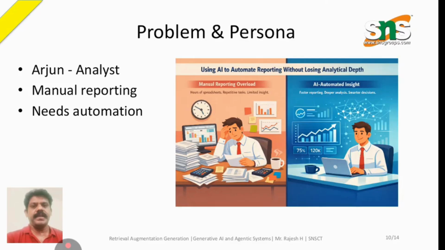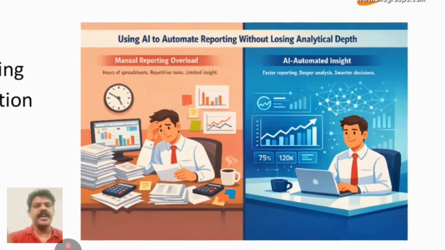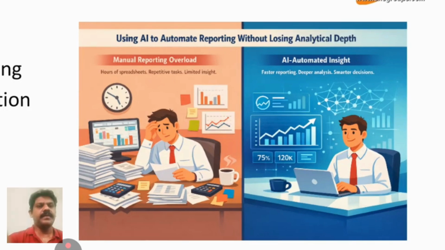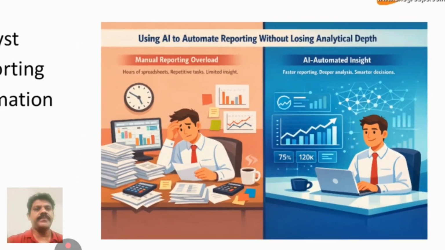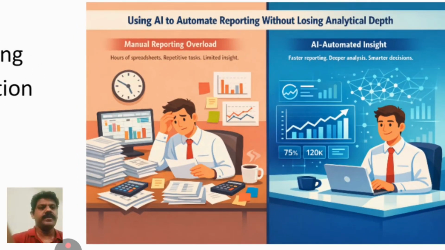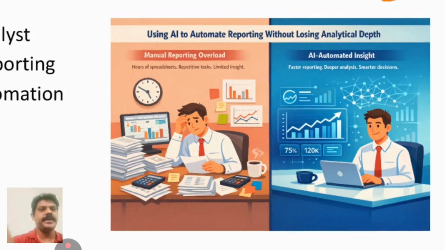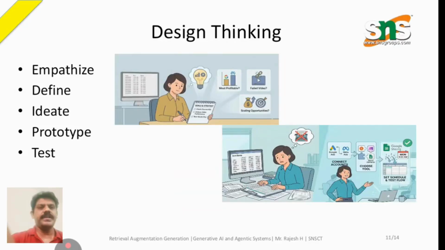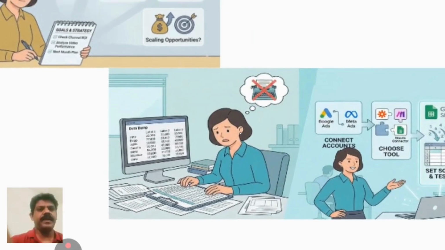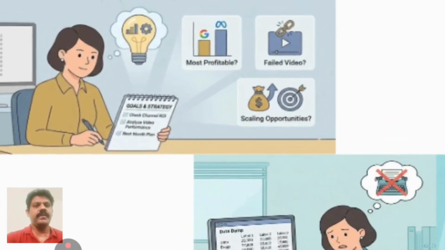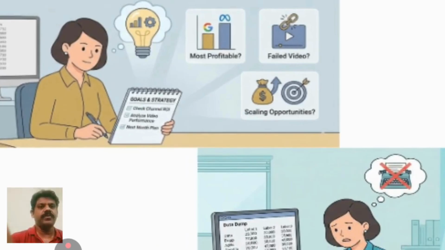So let's take the design thinking approach. There is a person, Arjun, who is an analyst. He is finding problems in manual reporting and needs automation because he's completely tired of handling manual reporting. So he requires some support from AI automated insight. So what he is doing is getting support and keeps on empathizing with the problem, and he wants to define what can be done.